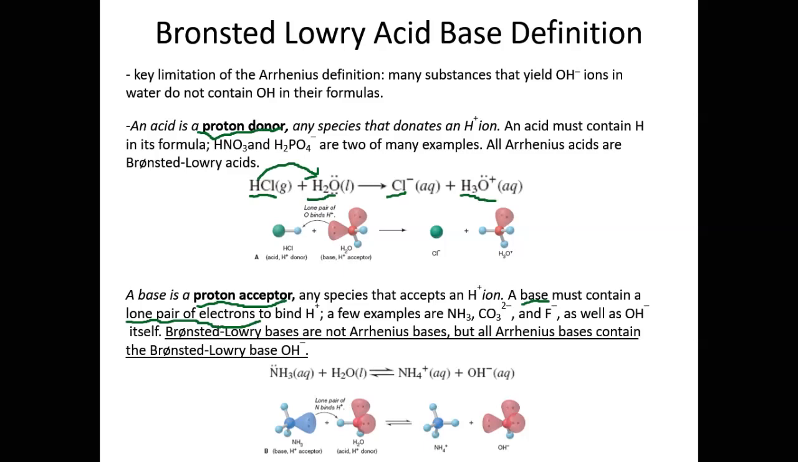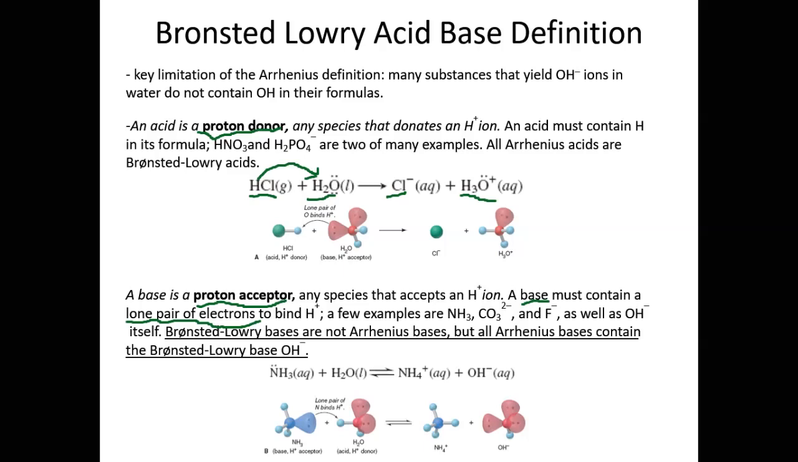If it's a neutral atom, it's going to be a nitrogen atom. So if you have ammonia, ammonia is a neutral compound, nitrogen has a lone pair of electrons. For oxoanions, it's going to be a single bond oxygen atom that's going to have the lone pair of electrons. Now, Bronsted-Lowry bases are not all Arrhenius bases, but all Arrhenius bases are Bronsted-Lowry bases.